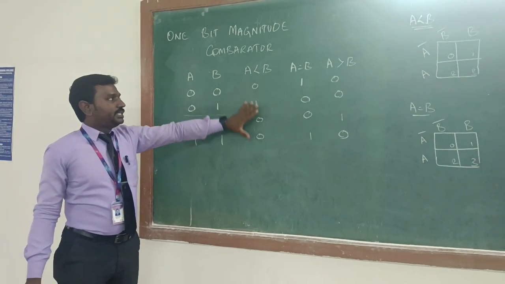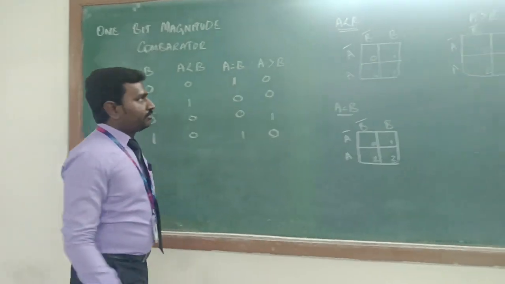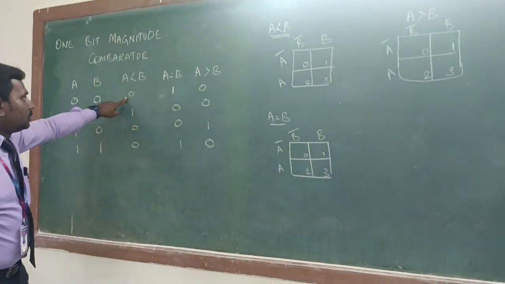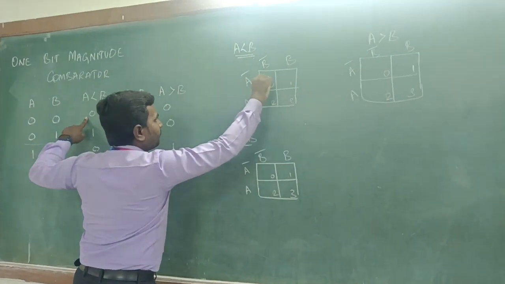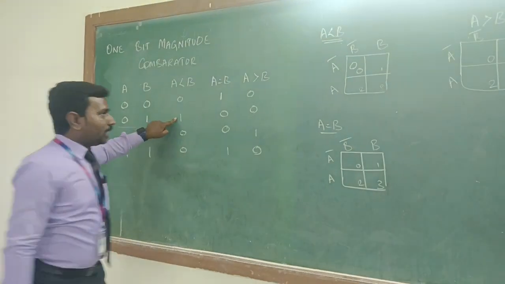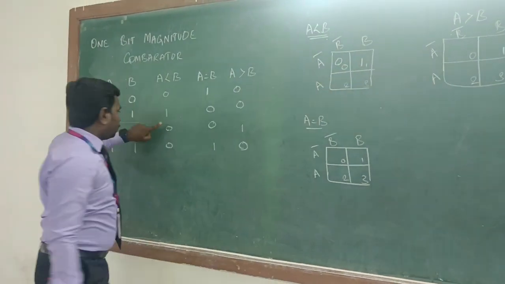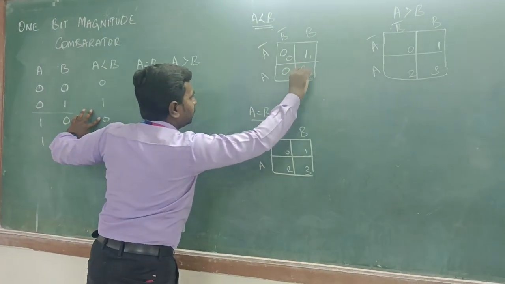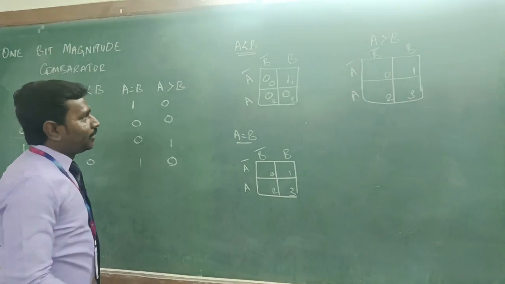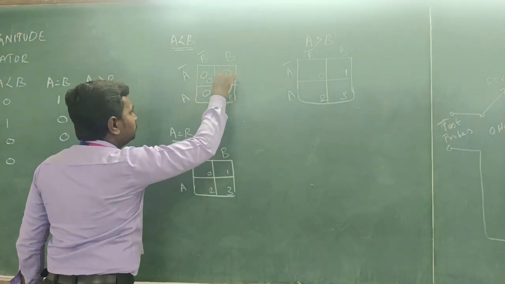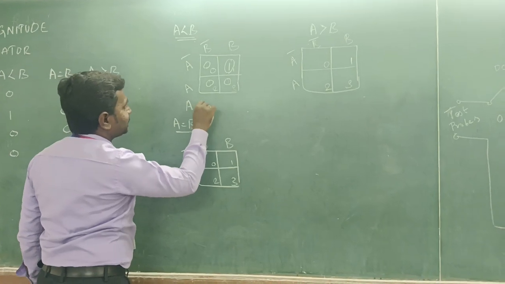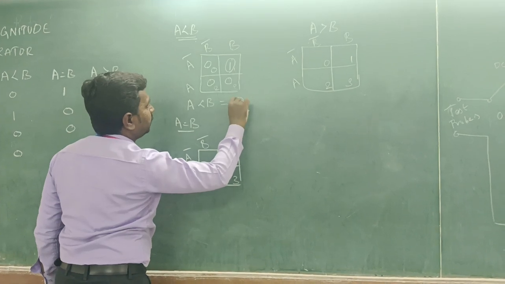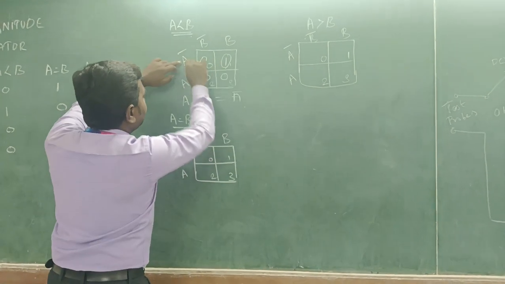Next I am going to map these values to the K-map. In the K-map, first I am considering A is lesser than B. For A is lesser than B, box 0 is 0 and box 1 is 1, and box 2 is 0 and box 3 is also 0. So I am putting 0 in the remaining boxes. I am having only one 1 here, so I am mapping this one. Which means that A lesser than B is equal to A bar into B.